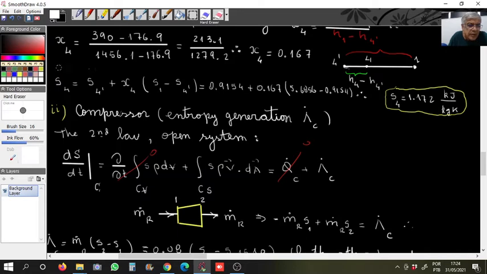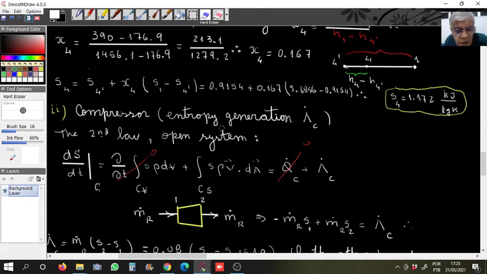Let's continue. That's the first item. This is just numbers; you have to get your calculator and do this, quite easy. So I calculated S4. Look at the unit: kilojoules per kilogram kelvin, energy per mass per temperature in Kelvin. This is S4. Now I have H4 and S4.